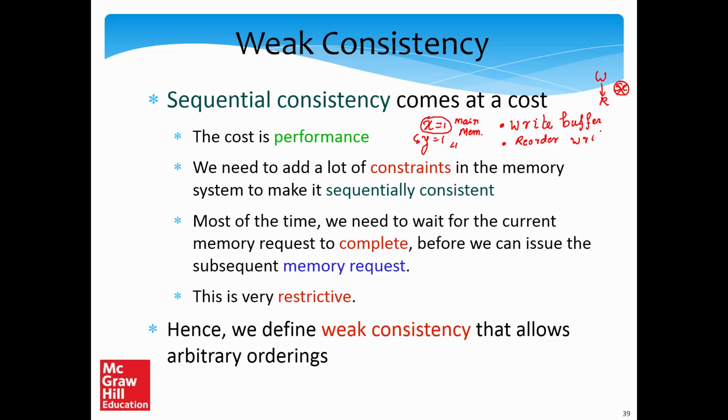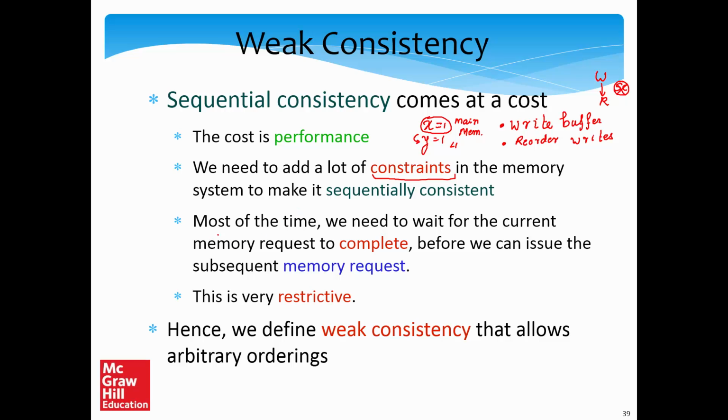So you will see in an advanced course that there are many, many restrictions that are imposed on a system if it needs to obey sequential consistency. So we need to add a lot of constraints in the memory system to make it sequentially consistent. But fortunately, most of the time, these constraints are artificial, right? So they need not be there.